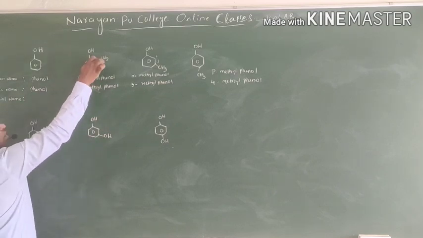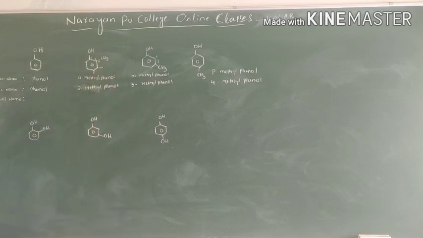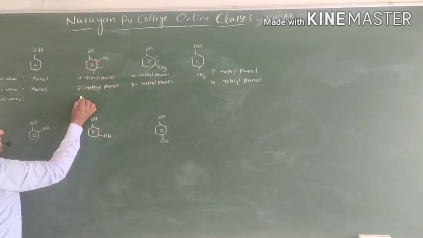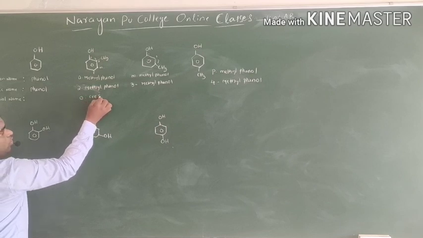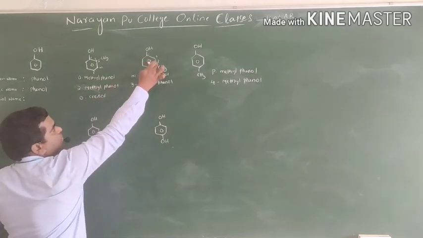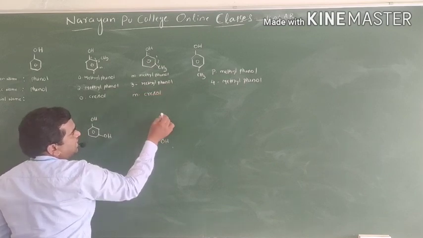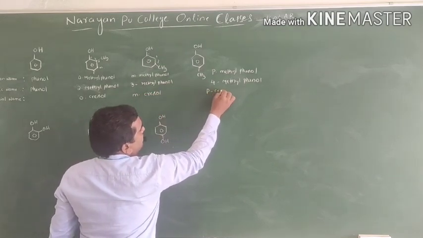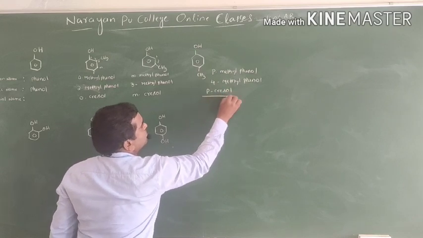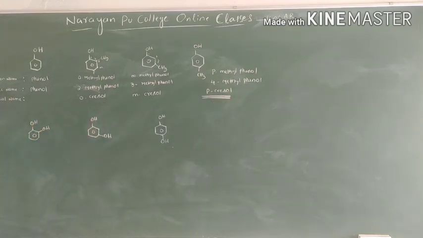Clear? This is the phenol. On the phenol, if a CH3 group is present, then we will consider that one a cresol. If it is at the ortho position, we write ortho cresol. And this is which position? Meta cresol. And this is para cresol. These names nowadays are considered common names also, trivial names only being used as common names. And the second one is dihydric aromatic alcohols.